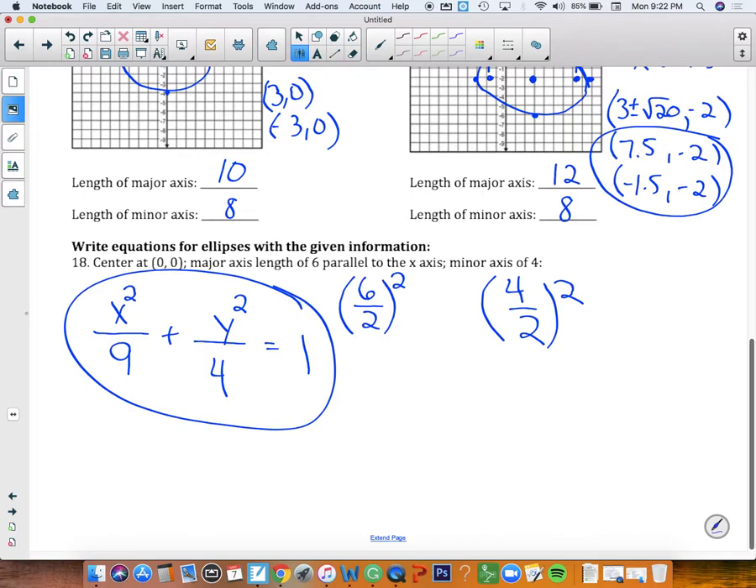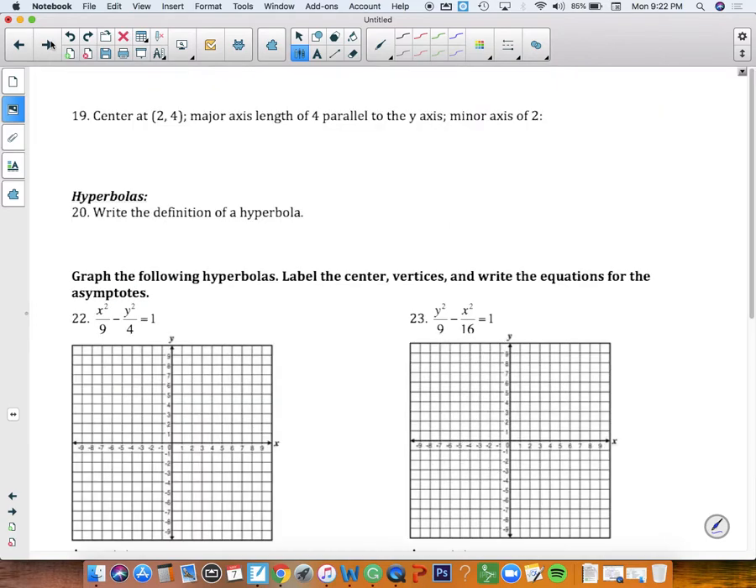There will be one on the test like that where you have to find the equation with a given center and major and minor axis, okay? So another one up here, we got a center at 2, 4, so that means we have x minus 2 squared over something plus y minus 4 squared over something equals 1.